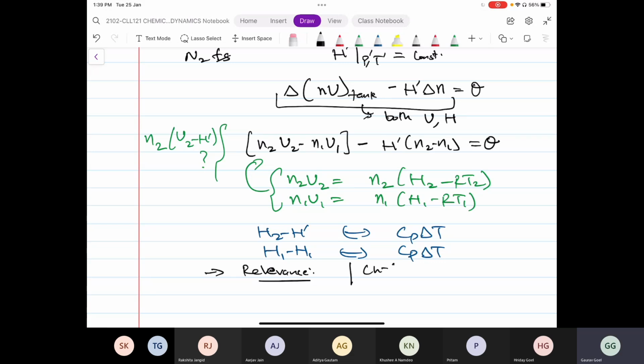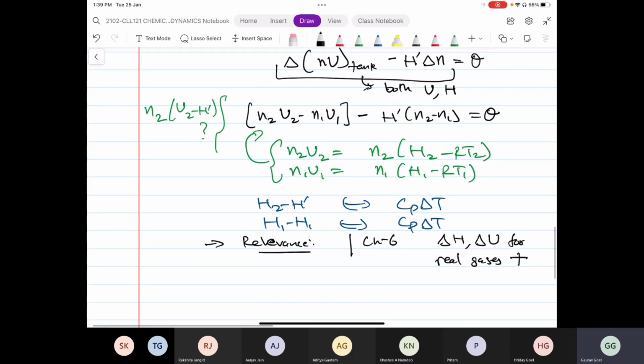So we'll need to wait till chapter 6, where you will learn how to calculate these property changes for real gases, as well as how to account for these changes during phase change.